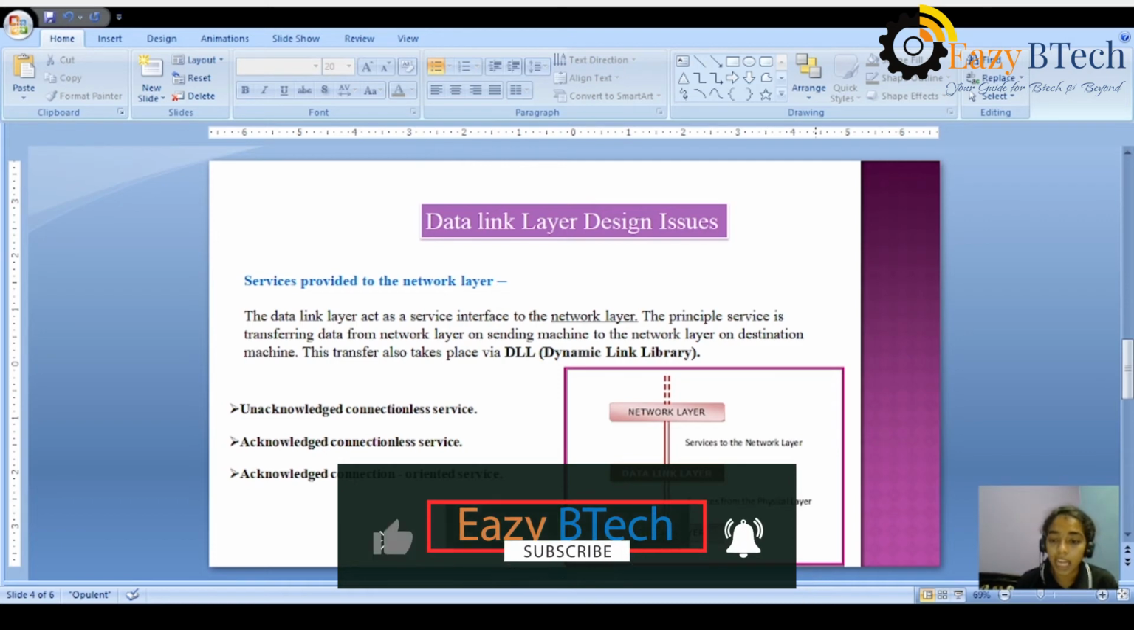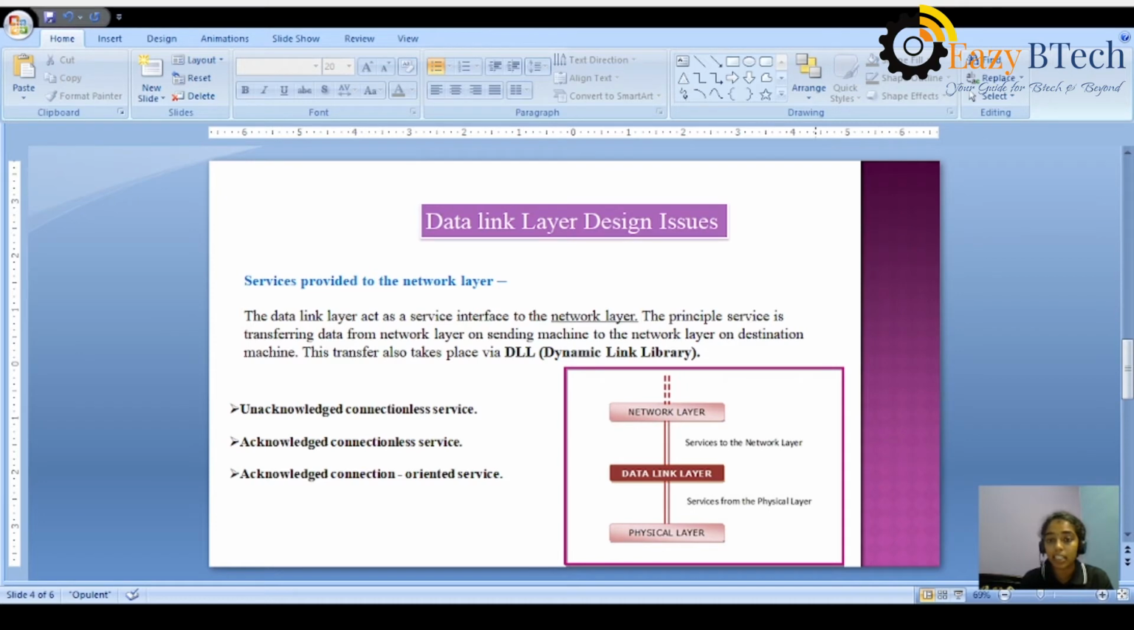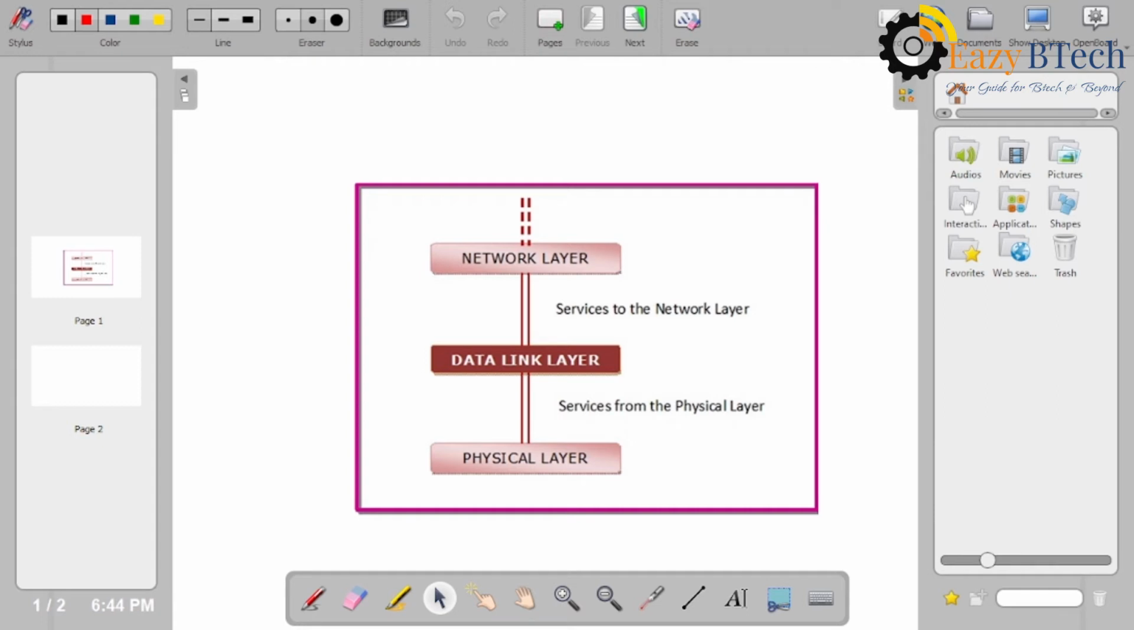Okay, see the diagram here. I'll show you the diagram of how the data link layer will act as an interface between the two layers. See, this is the physical layer, and this is the data link layer and the network layer, right? So here the data link layer will act as a mediator. Okay, see here services.